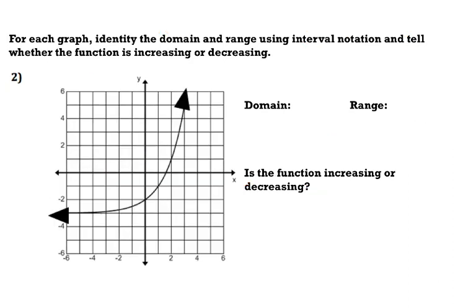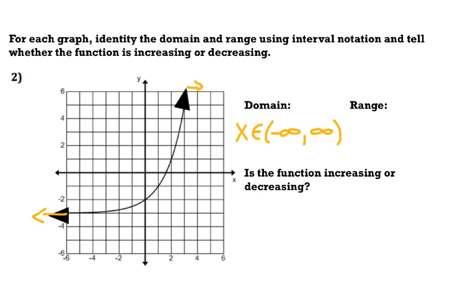Okay, number 2, we're doing the exact same thing. We're going to find the domain, the range, and then decide if it's increasing or decreasing. So our domain, remember that's our x values. Notice it's going on forever this way, and as we come up, it's getting steeper and steeper, but it still continues to move to the right. So our domain will be x is an element from negative infinity, because it goes off to the left, to infinity, because it keeps going to the right.